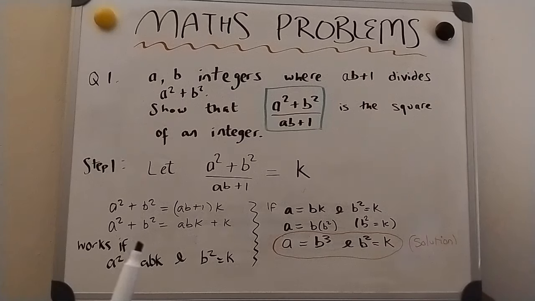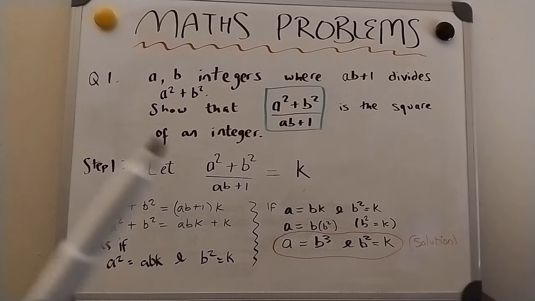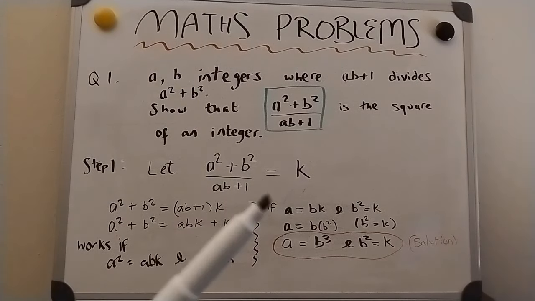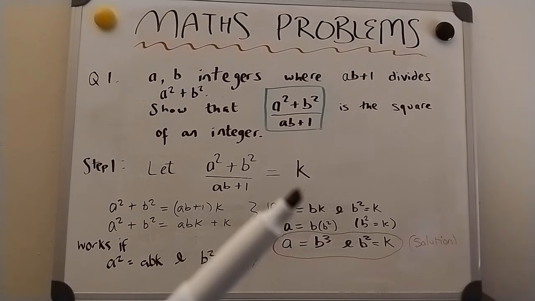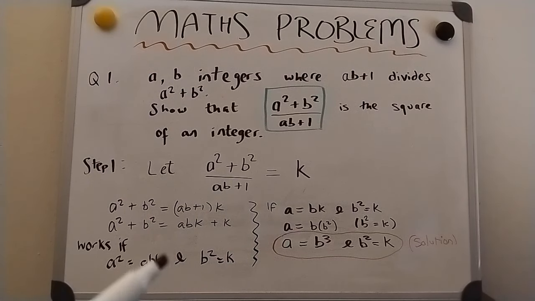But a and b are invariant here. What I mean by that is if we swap a and b, it doesn't change the answer. So we could write that as b squared plus a squared over ba plus 1. Because a and b are positive integers, that will not change the answer. That will still be equal to k. You can try it yourself.